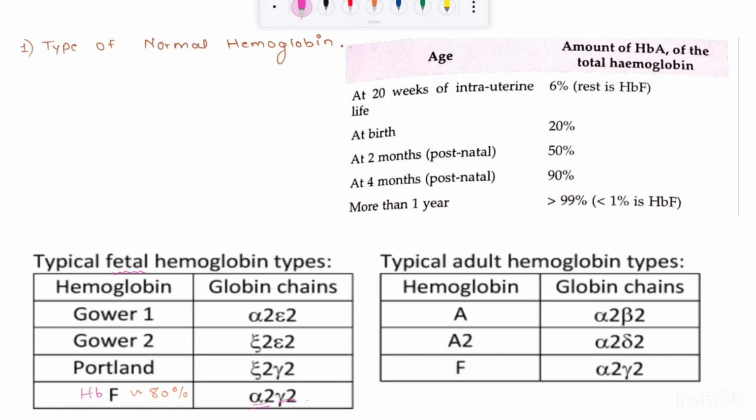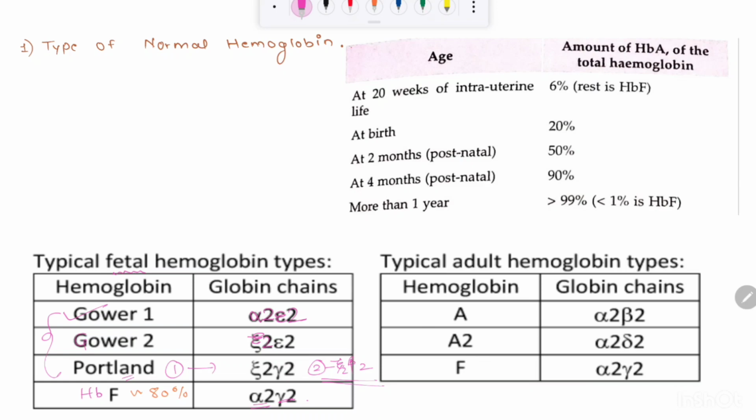Other normal varieties of embryonic hemoglobin are Gower 1, which is zeta 2, epsilon 2, Gower 2, which is alpha 2, epsilon 2, and Portland 1, which is zeta 2, gamma 2. Also, you have Portland 2, which is zeta 2, beta 2. These hemoglobin variants are very much unstable and they break down in stress. The most unstable is Portland 2.